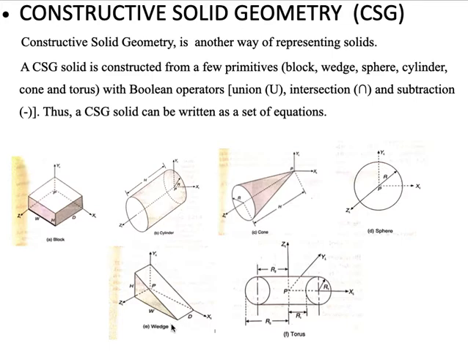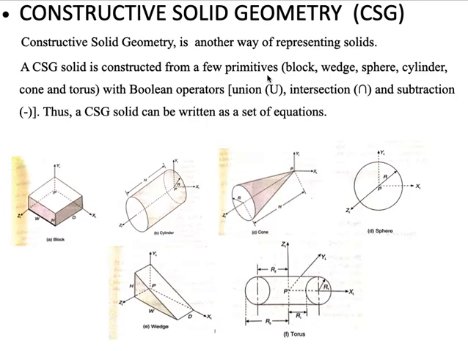And the wedge is a right angle wedge whose height h, width w, and base depth d form its geometric data. And the torus geometry is defined by the inner radius r1 or diameter d1, and the outer radius r2, that is diameter d2.